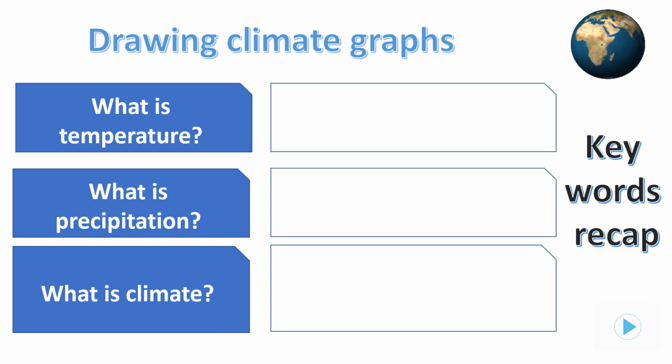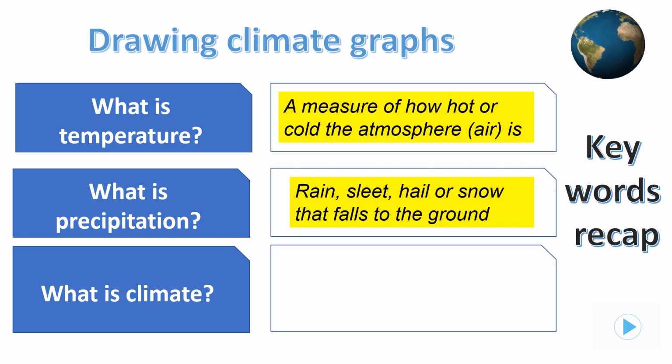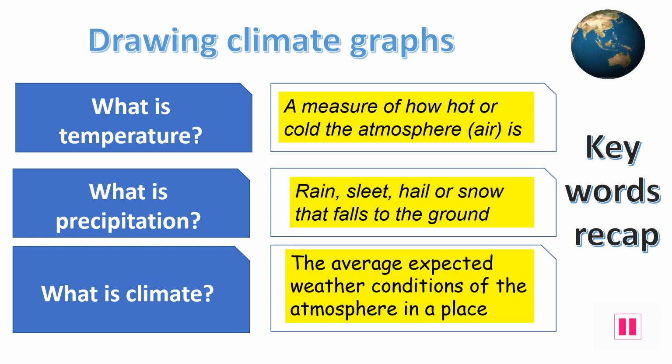The first definition is temperature. Temperature is the measure of how hot or cold the atmosphere is. Precipitation is rain, sleet, hail or snow that falls to the ground. A climate is the average expected weather conditions of an atmosphere in a place. Climate data is usually based on data that's been collected for well over 30 years. Pause the show now to make sure you understand these definitions before moving on.